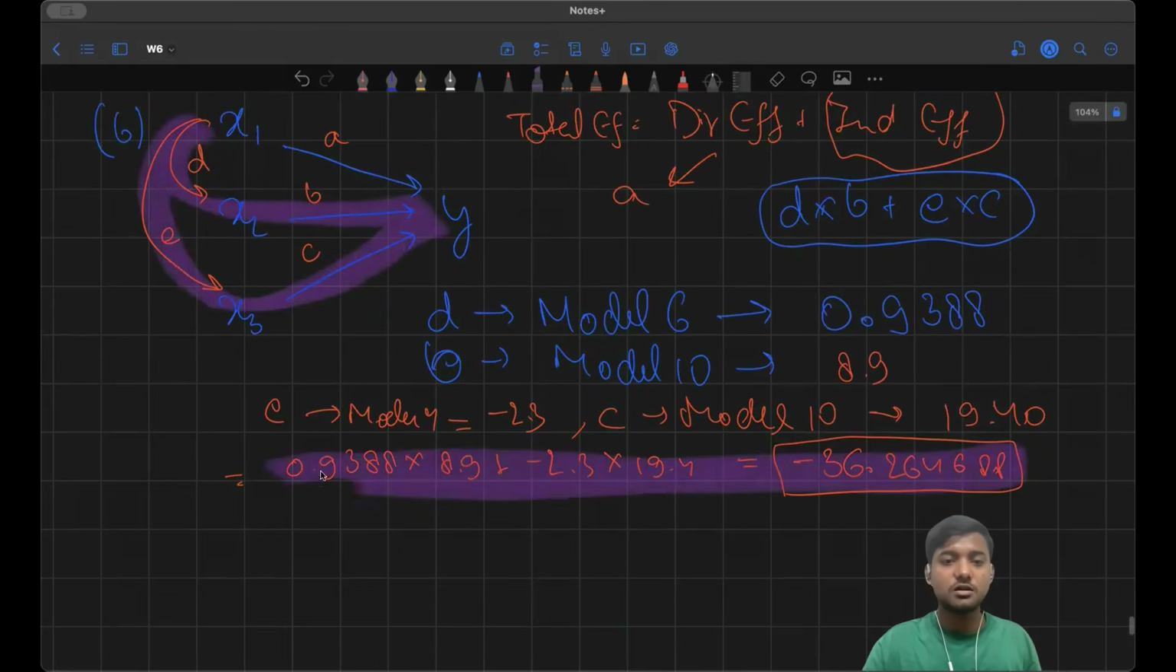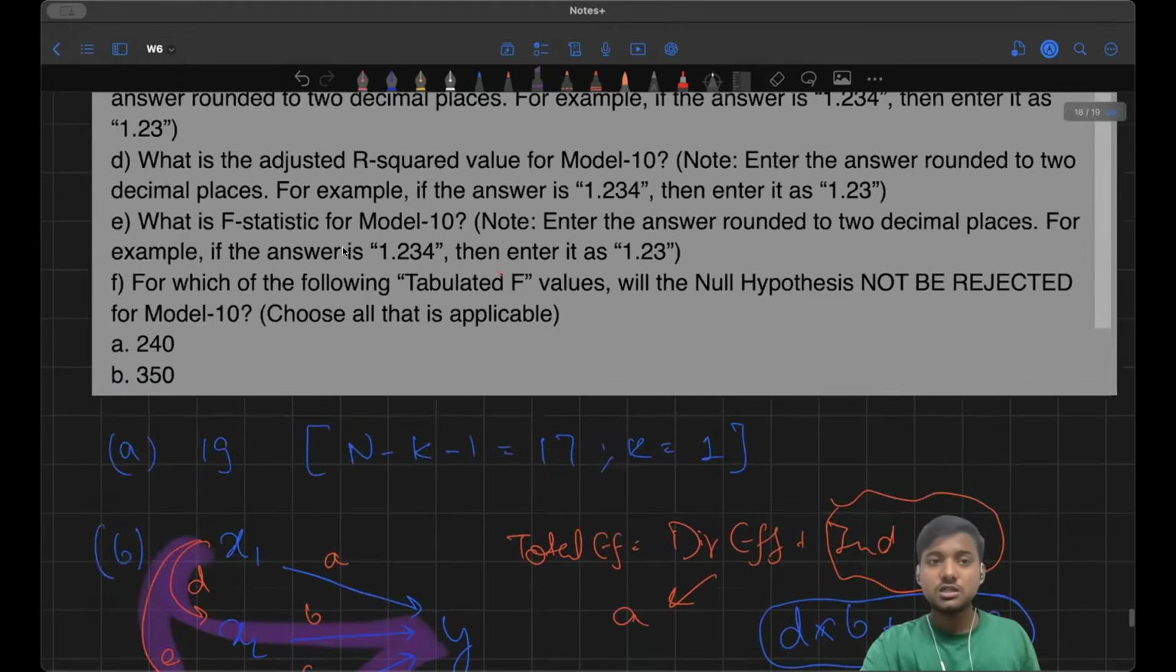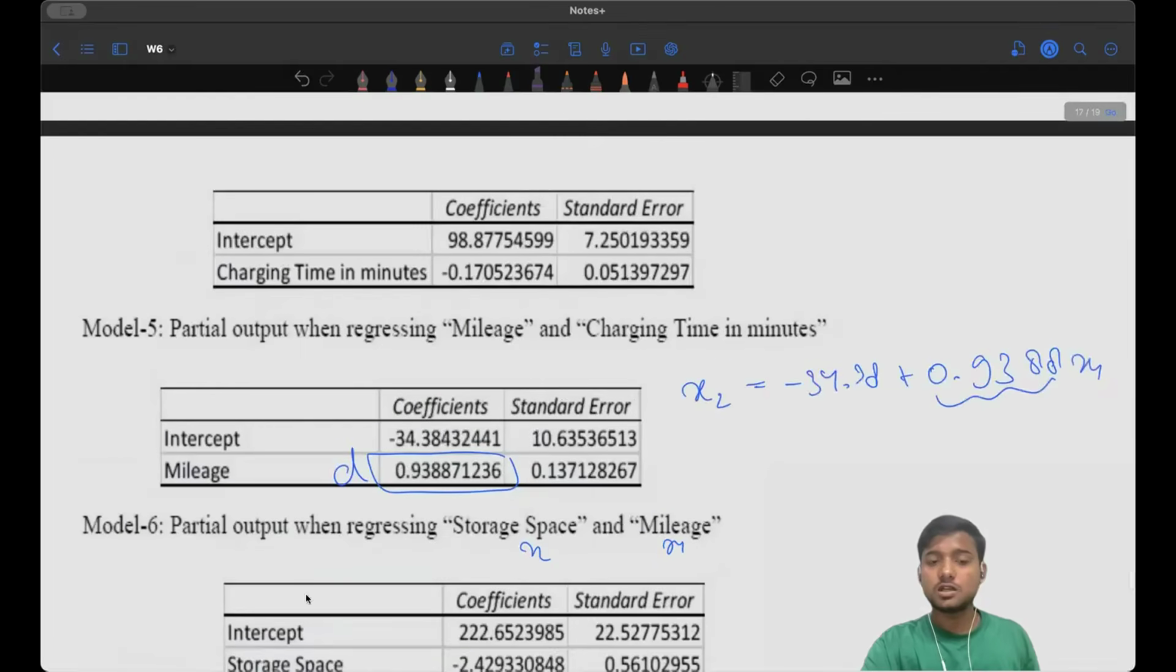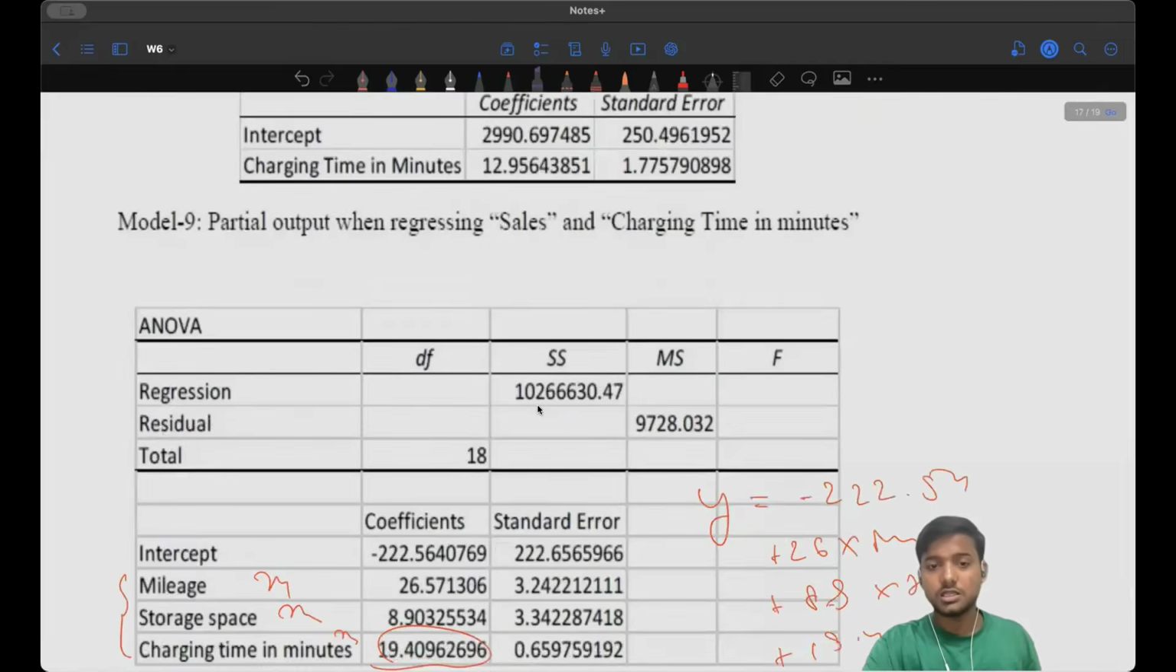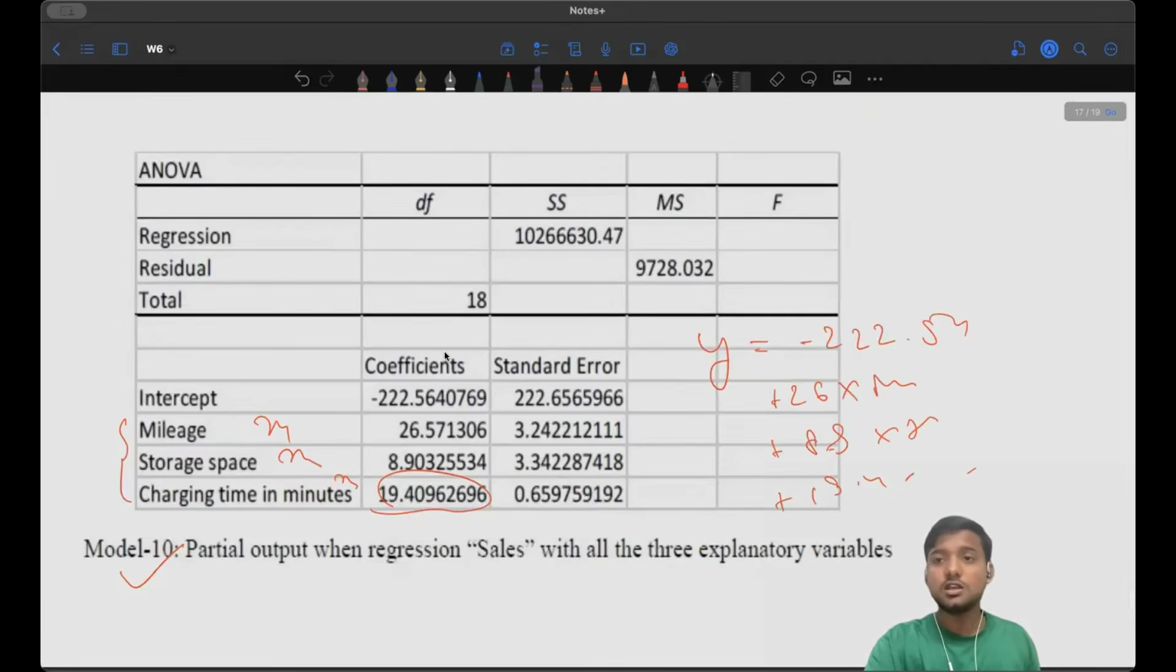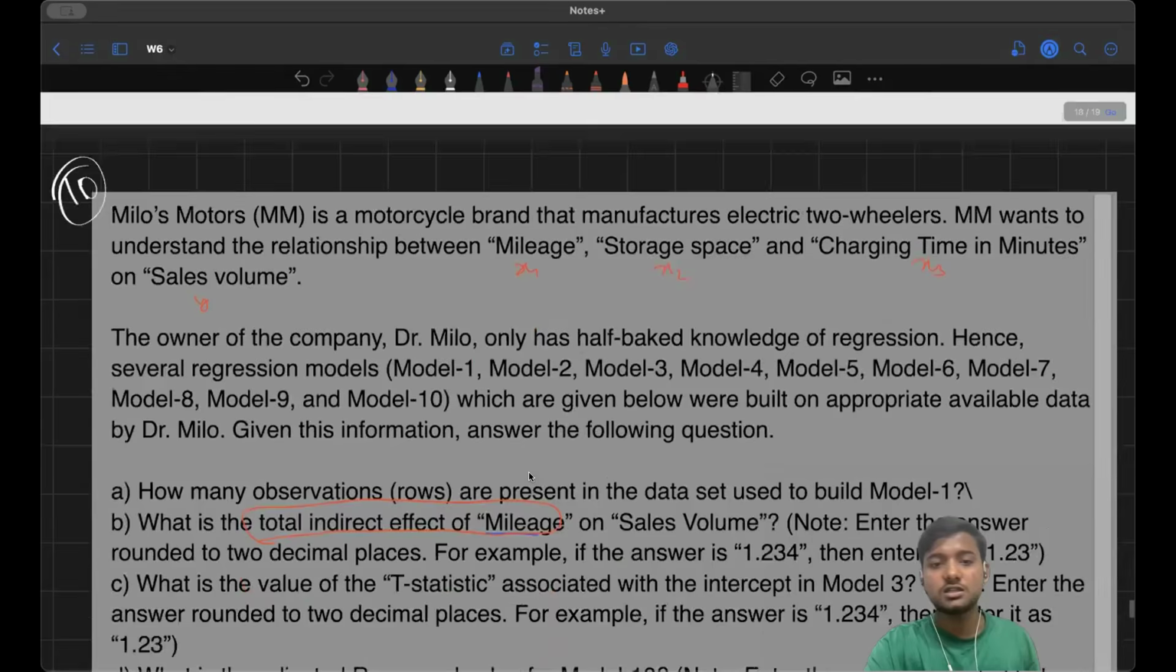And please remember, first part comes from the individual models, how x1 changes x2. But how these things also change each other, so these parts A, B, C come from model 10, because the issue in these models was that they assume other things are constant, but in actual, mileage is changing storage, mileage is also changing charging time. So therefore we need to take this bigger model. So that is how you get this thing.